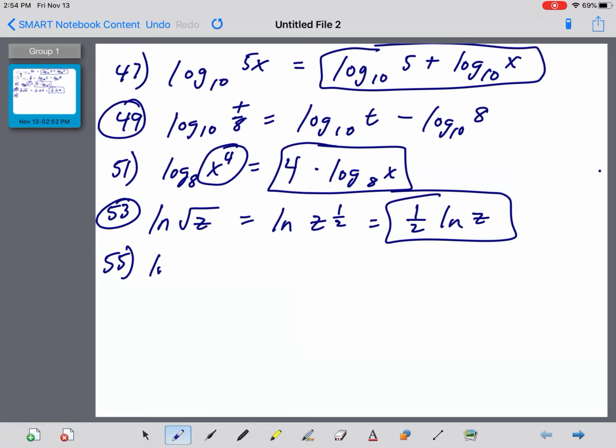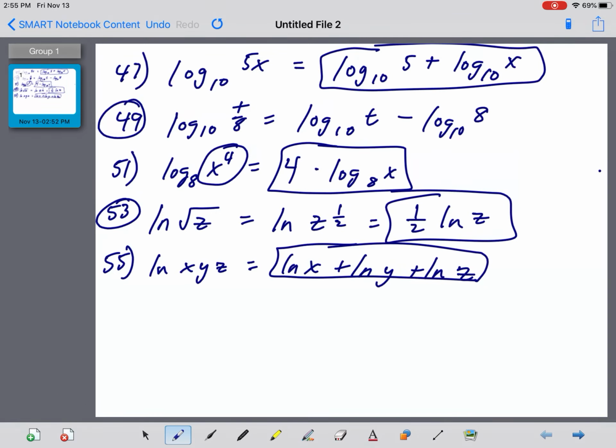55, natural log of x, y, z. So that's all multiplication, so those are going to rip out as additions. Natural log of x plus the natural log of y plus the natural log of z, and that's that. All right, 57.